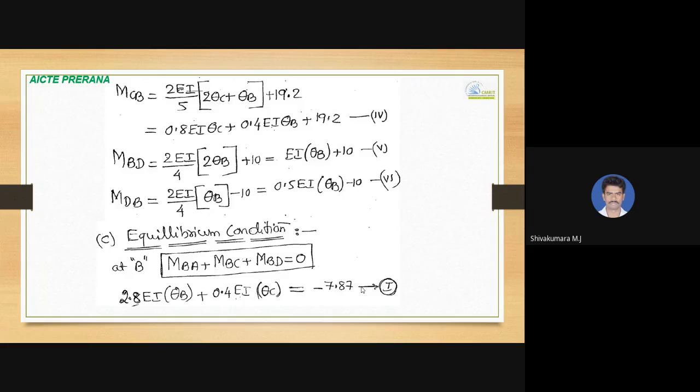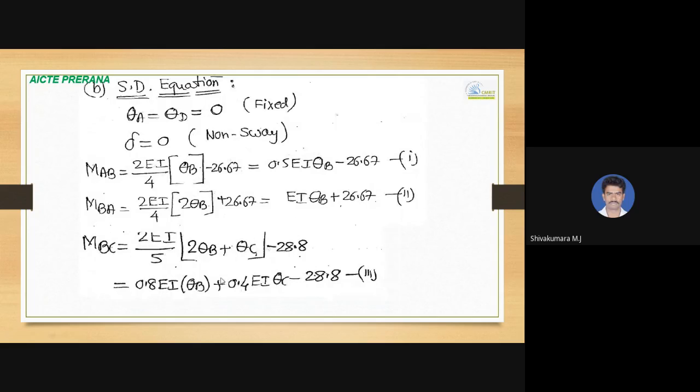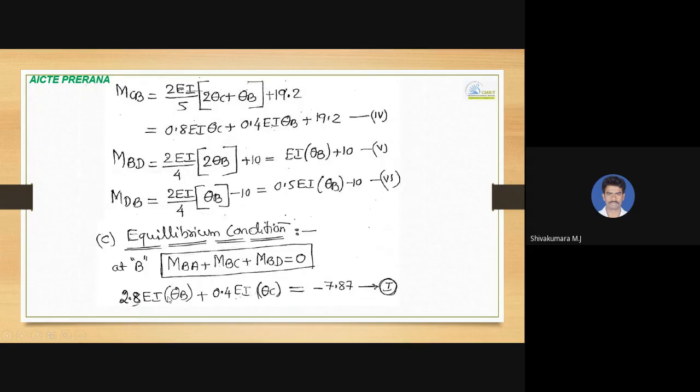You can have a look at the unknowns. Here for MBD, theta B is the one unknown. And when it comes to MBC, theta B and theta C are unknown. And when it comes to MBA, theta B is unknown. So totally two unknowns are there, so that finally we'll get the equation in terms of two unknowns.